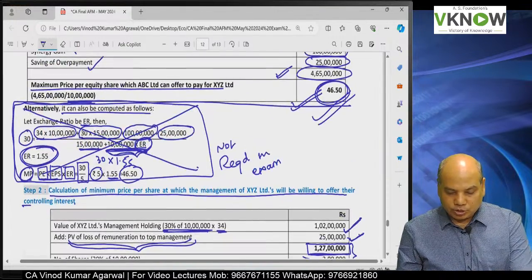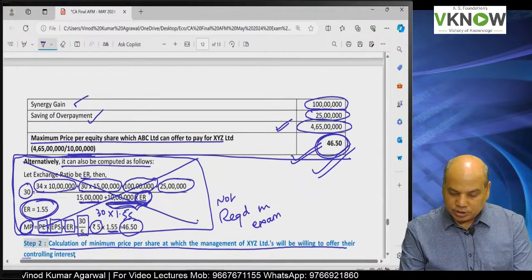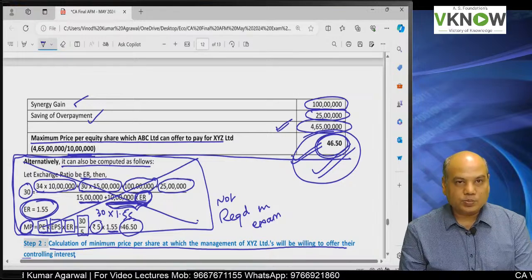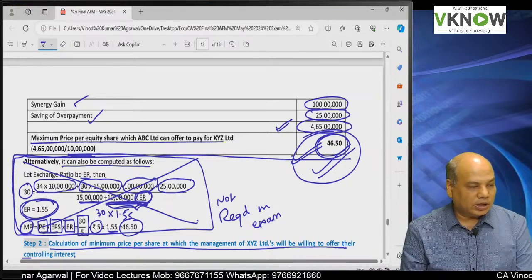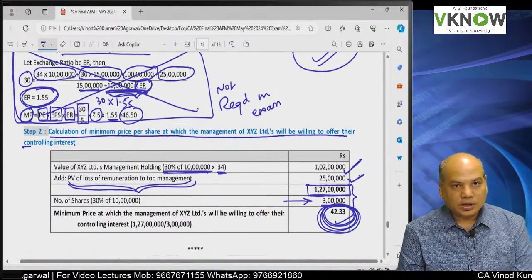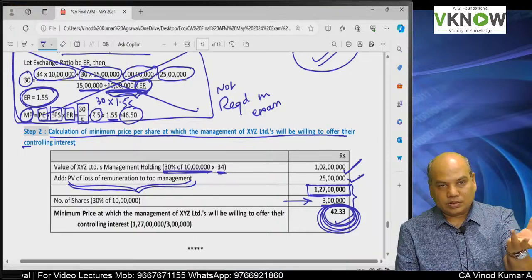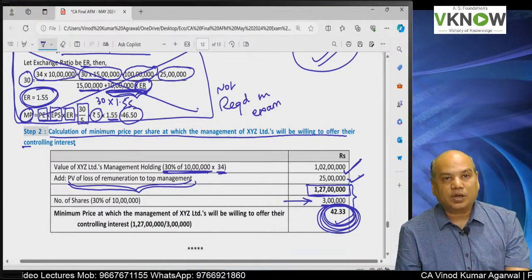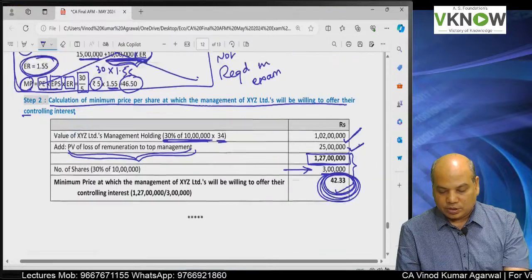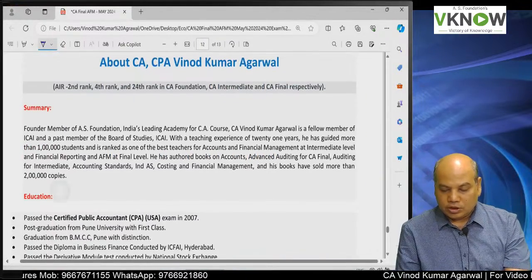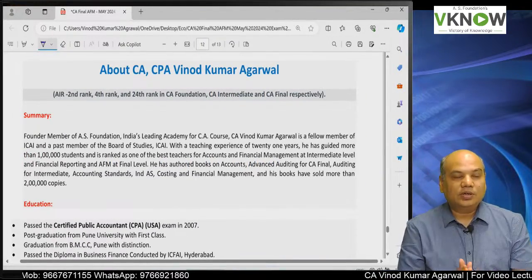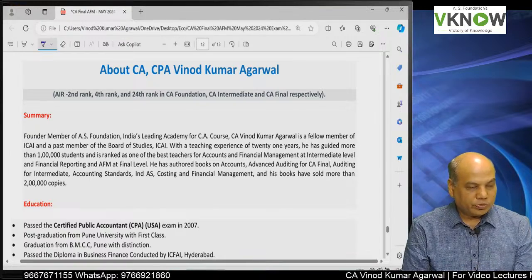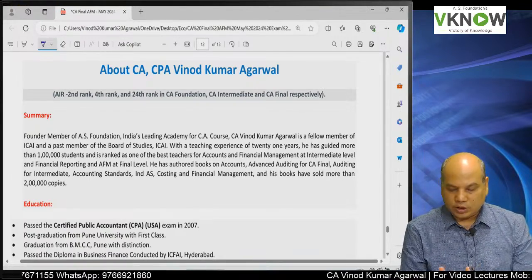They want 42.33. This company maximum wants to pay 46.50. Will the deal be done? Yes, the deal will be done because the maximum price they want to offer is greater than the minimum price which the target company is asking for. Okay, so this completes my discussion on AFM May 2024.